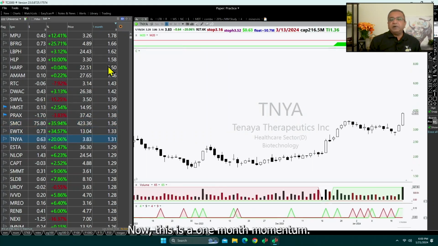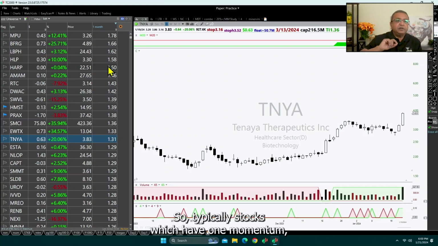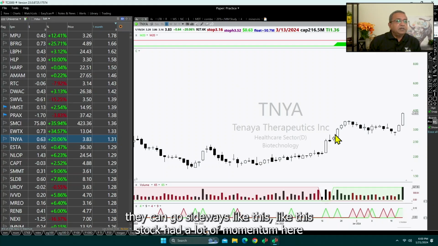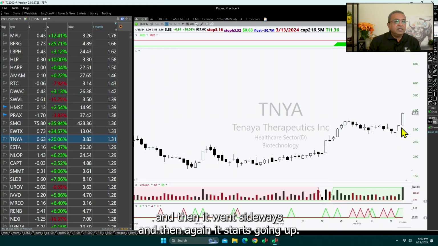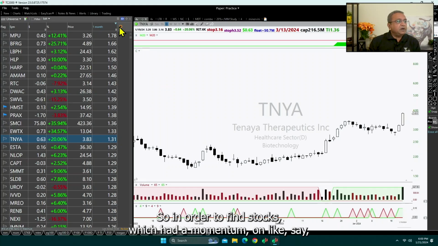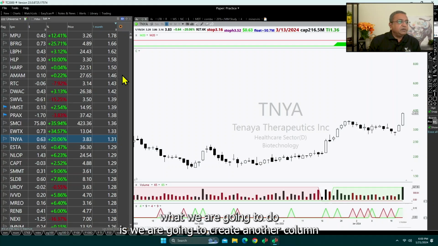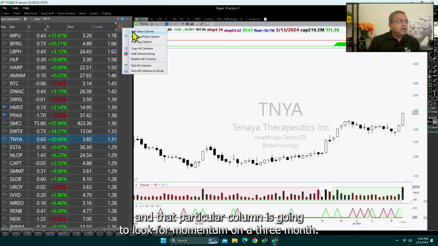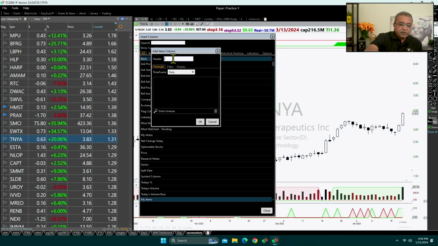Now this is a 1 month momentum. 1 month momentum is a short term momentum. So typically stocks which have 1 month momentum can go sideways like this. Like this stock had a lot of momentum here and then it went sideways and then again it starts going up. So in order to find stocks which had momentum on a quarterly basis, or a 3 months basis, we are going to create another column, and that column is going to look for momentum on 3 months. Let's name it 3 months.